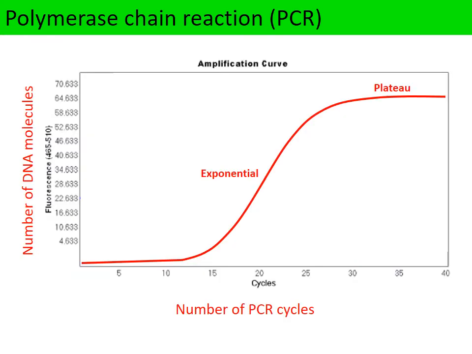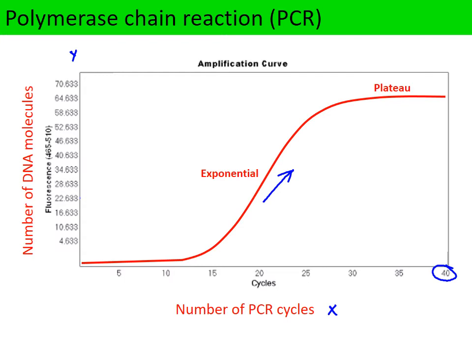Now, if we looked at this in a bit more detail, we could actually draw a graph of the number of DNA molecules being produced as the number of cycles increases. So, for example, on the x-axis on the bottom, if we plotted the number of PCR cycles going up to 40, and on the y-axis we had the number of DNA molecules, what we could see is an exponential increase in the number of DNA molecules at around about 15 to 25 cycles.